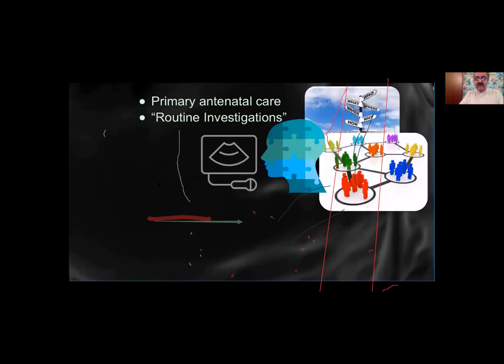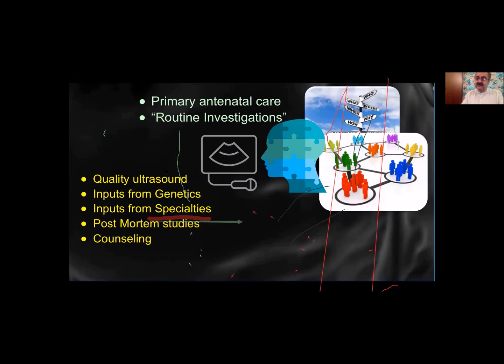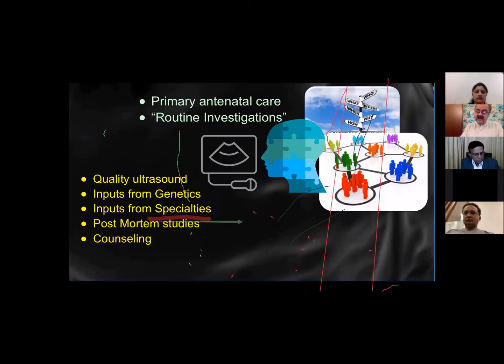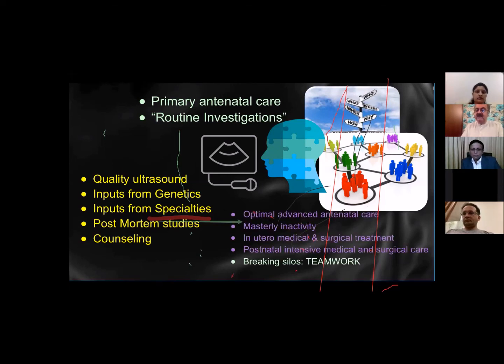Remember that beyond primary antenatal care and routine investigations, there is quality ultrasound, inputs from genetics, inputs from the various pediatric and cardiac specialties, post-mortem studies where necessary, and these should be encouraged, counseling, counseling, and counseling, and then you decide what is the advanced maternal care that this mother needs, what is the advanced fetal care that this mother needs. Sometimes masterly inactivity can be good enough. You can have in utero medical and surgical treatment options, which need to be worked out with a highly specialized person, postnatal workup, but importantly, remember teamwork.